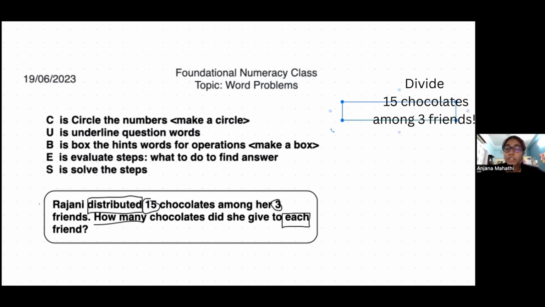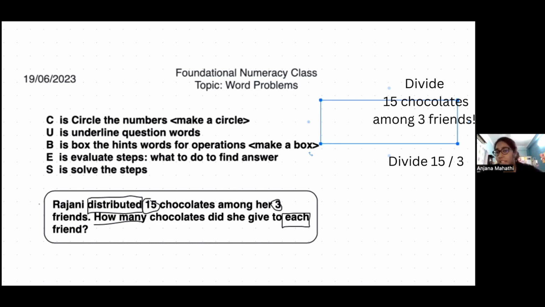So students, if I were to put this in a division format, I would then say 15 divided by 3. Do we know how to solve this, students? 15 divided by 3. We already learned this, right? So I'm going to give all of you 3 minutes to now solve 15 divided by 3 and tell me the answer. Okay?